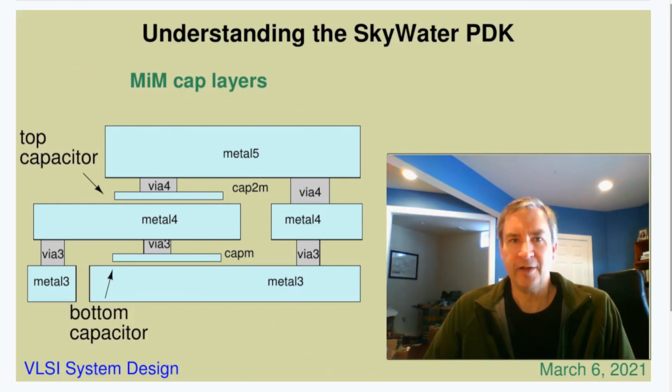The MIM cap layers are part of the back-end process, although they form devices that are extracted and simulated, so from a design standpoint they feel more like part of the front end. MIM stands for metal insulator metal, and these capacitors are formed by adding metal plates between two metal routing layers. The SkyWater process is notable for having a dual MIM process in which capacitors can be fabricated between metal layers 3 and 4, but also between metal layers 4 and 5, making a stacked capacitor with double the capacity of one layer only.